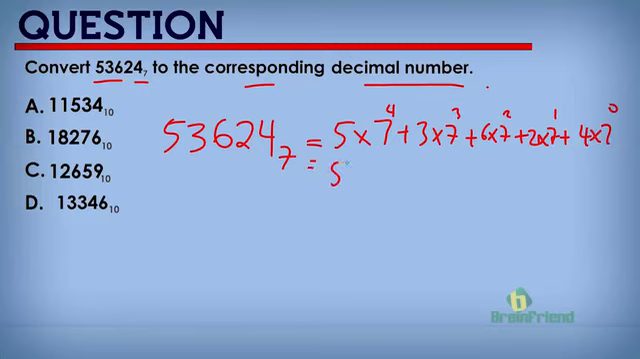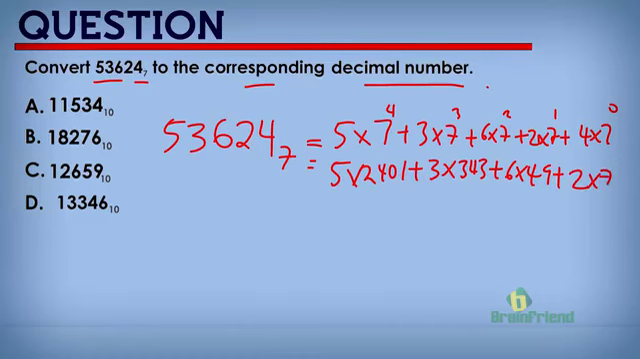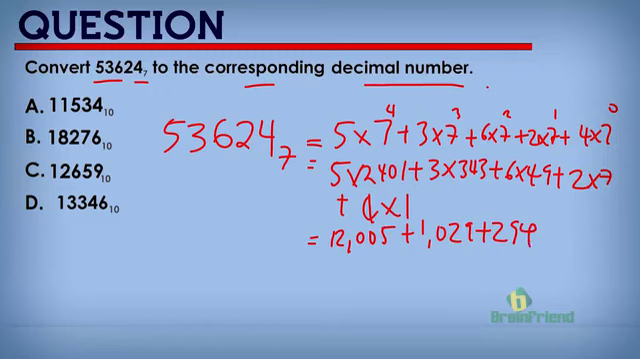Okay, we said that gives us 5 times 2401 plus 3 times 343 plus 6 times 49 plus 2 times 7 plus 4 times 1. Altogether, that gives us 12,005 plus 1,029 plus 294 plus 14 plus 4. And that gives us 13346 base 10.